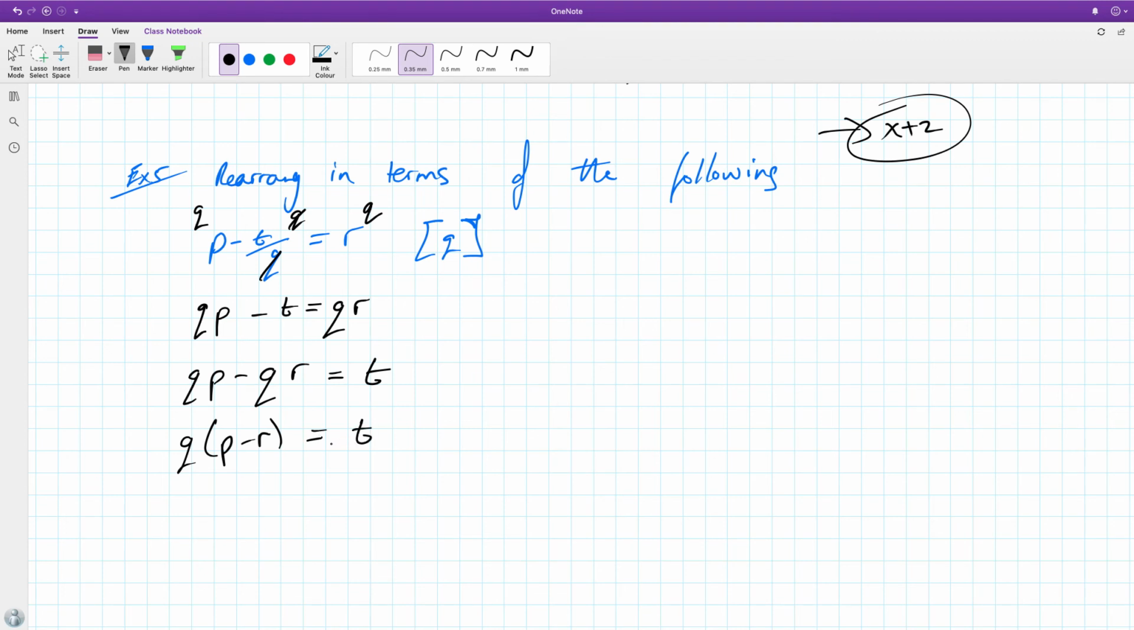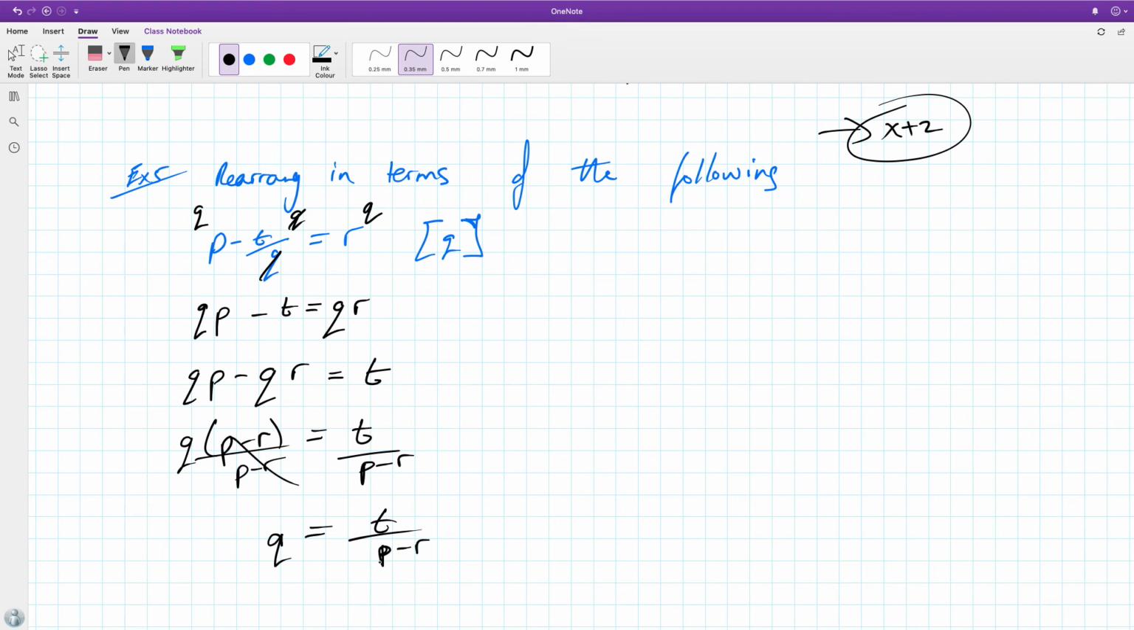Right. Q still isn't on its own. How am I going to get Q on its own? They're stuck together. How do I get rid of anything that's stuck together? Divide by P minus R. Come on. Divide by P minus R. Q is equal to T over P minus R.